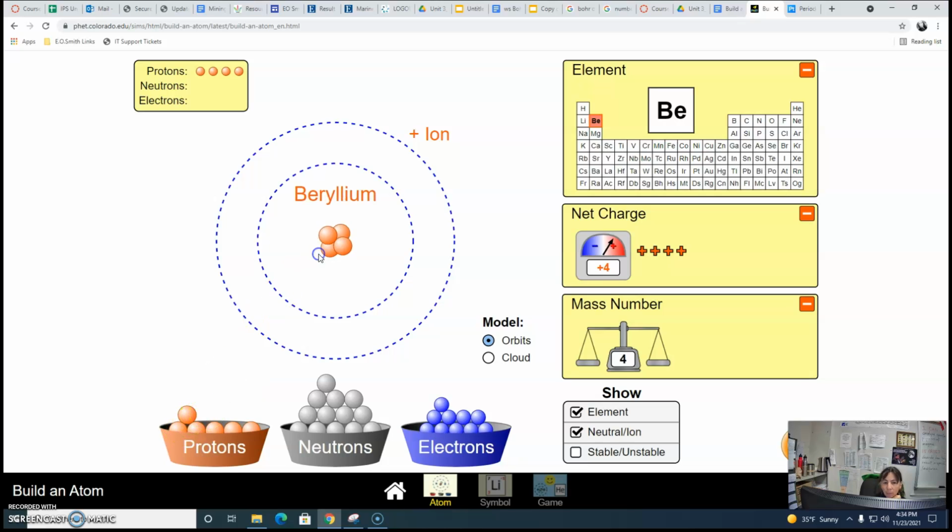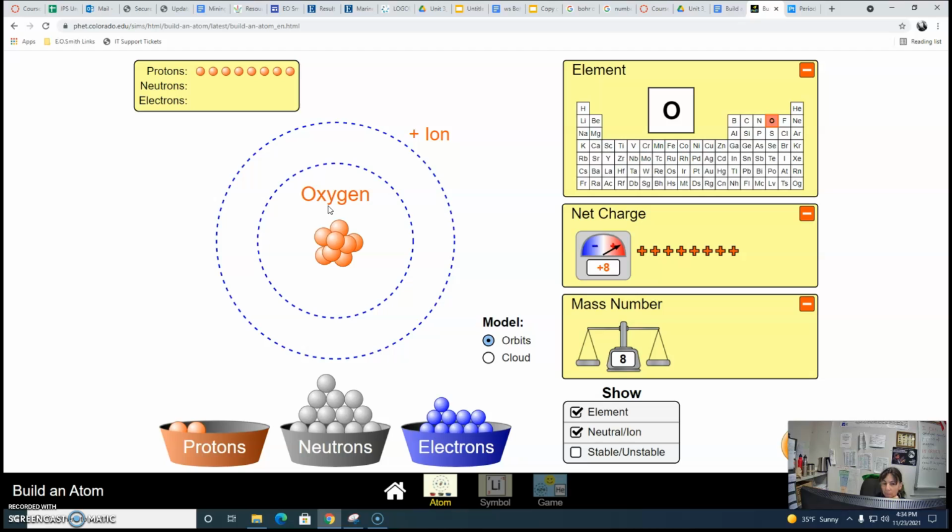Now I have lithium, I have beryllium. So I'm going to keep going with the protons until I get 8 of them, because I know that oxygen has to have 8 protons in its nucleus. So there we go. I have 8 protons, and that gave me oxygen, which is what I wanted.